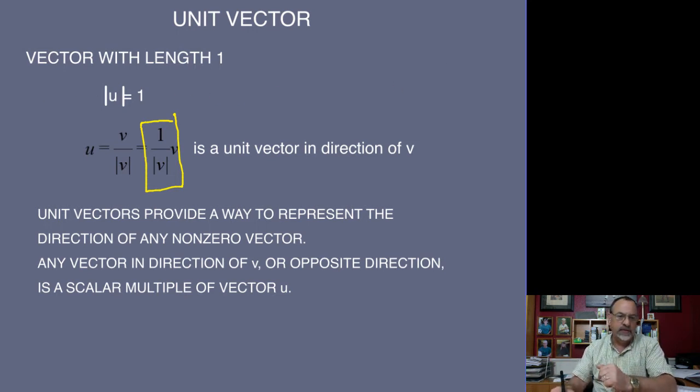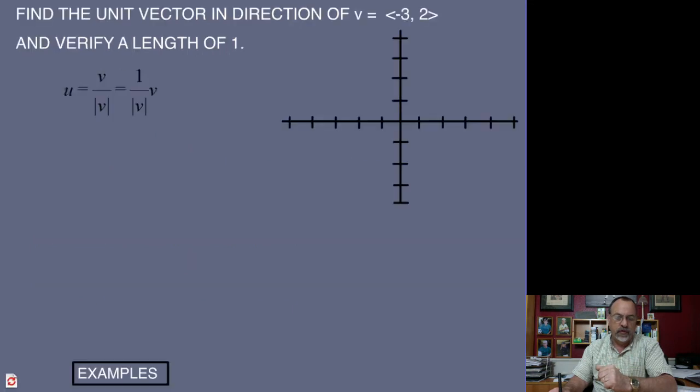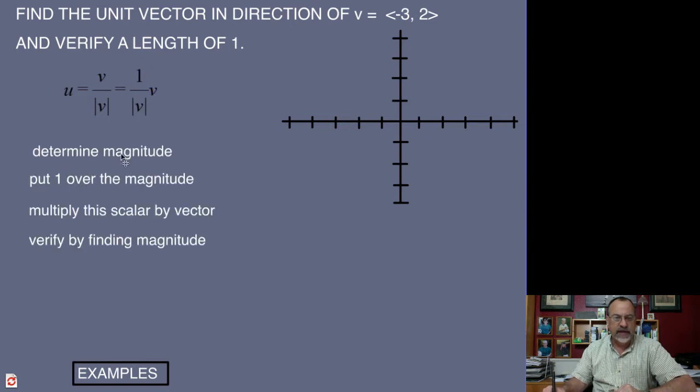So the unit vector becomes a very important tool that we can use moving forward. If we are asked to find the unit vector of the vector -3, 2, and then verify that it has a length of 1, we simply find the magnitude, put 1 over the magnitude and multiply it by this vector, which gives me the components of the unit vector. Then we find the magnitude of that unit vector, the square root of a squared plus b squared, and I should get a value of 1.